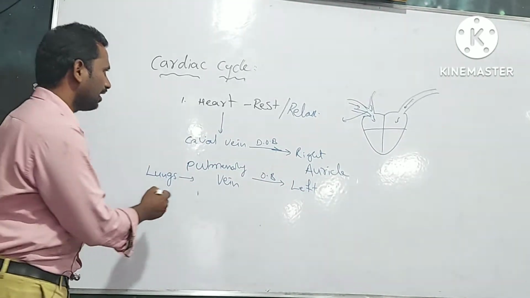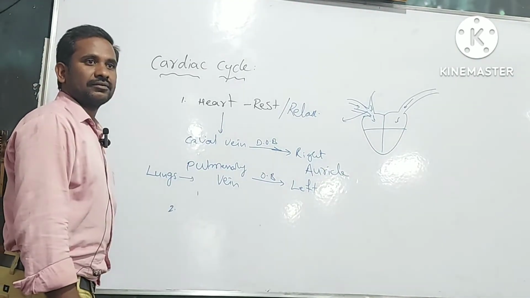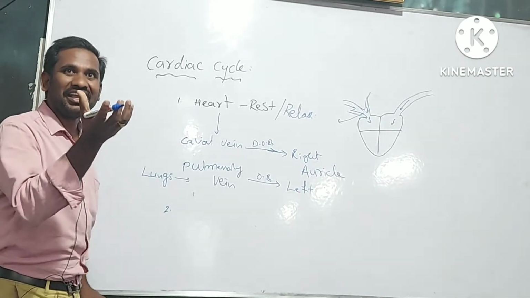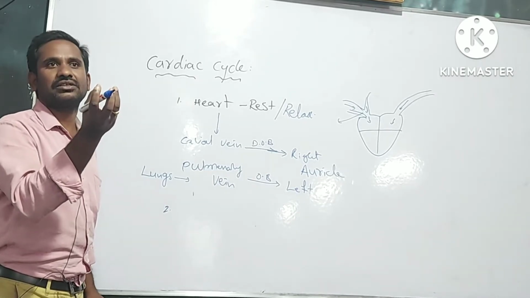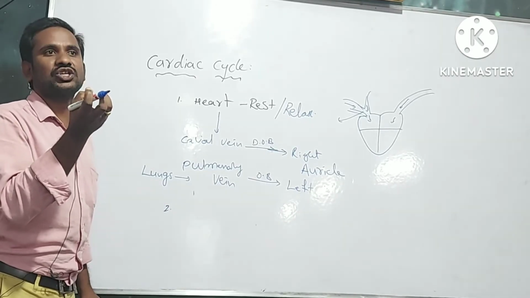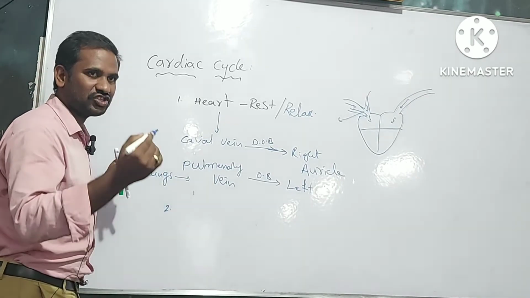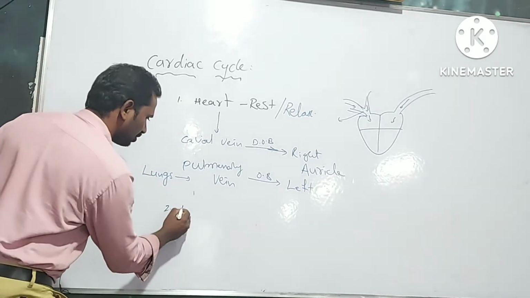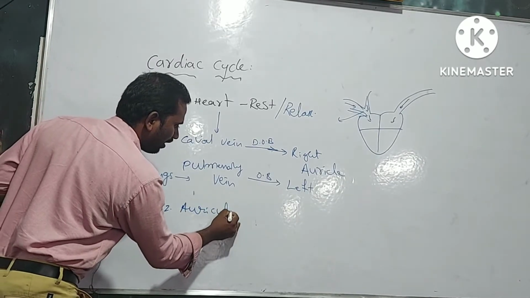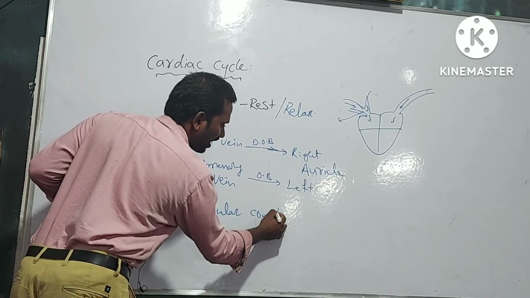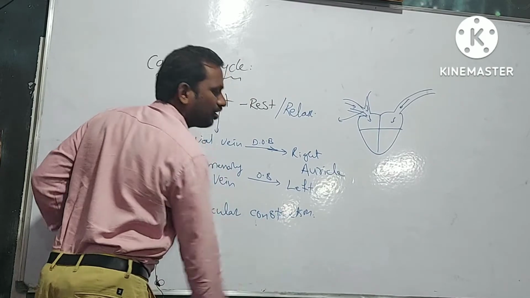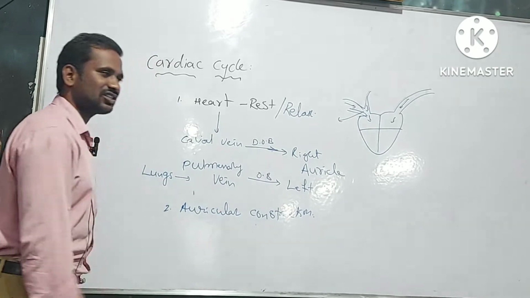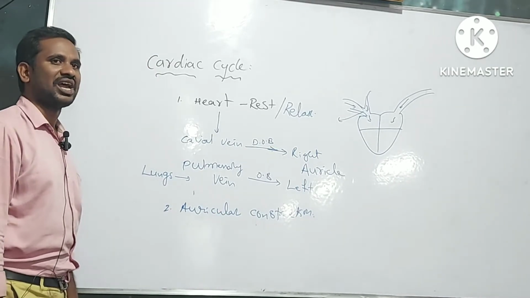In step 2, the auricles contract. The first step is known as auricular contraction. Auricular contraction, which can also be called auricular systole. Okay, so auricular contraction. What will happen if the auricles contract?